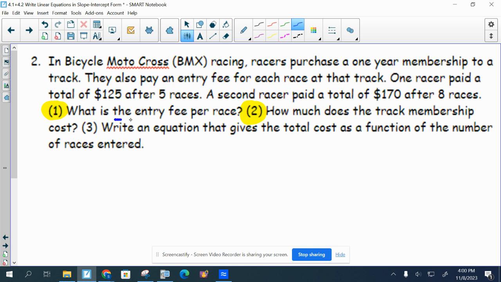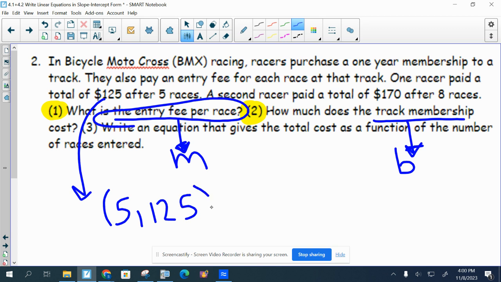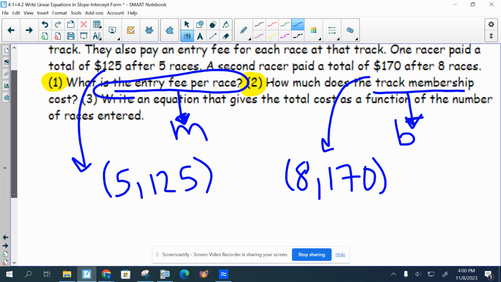So the total entry fee per race, that's asking for the slope. And the cost of the membership, that's asking for the y-intercept. So translate what you're being asked to find into math terms. So first of all, this is a type of question where we don't have the slope, but we do know 2 points in time. So we know that after 5 races, it's going to cost $125. So we can write that as a coordinate. We also know that after 8 races, it's going to cost $170.